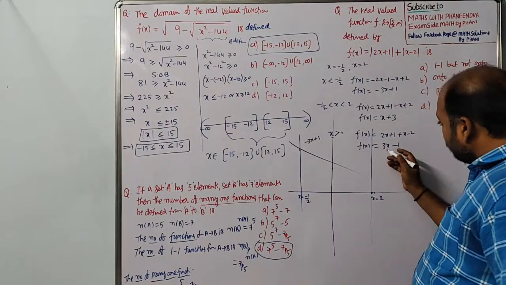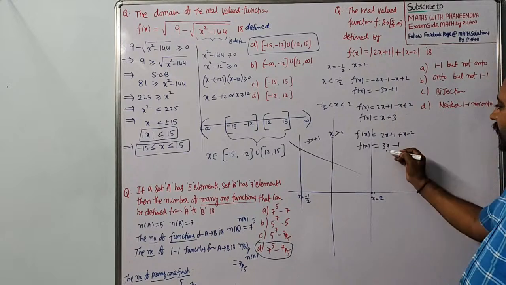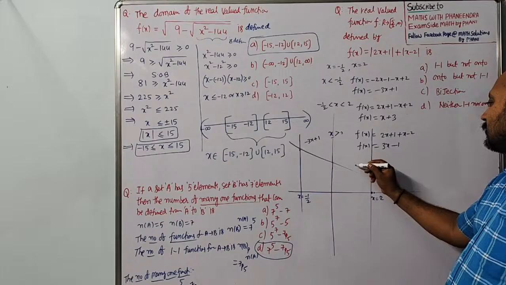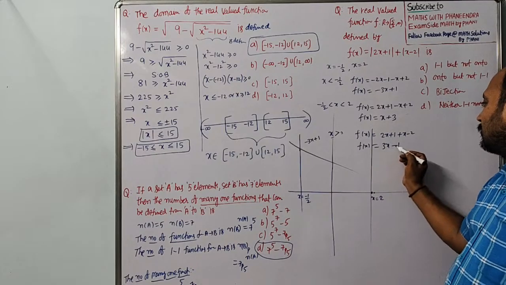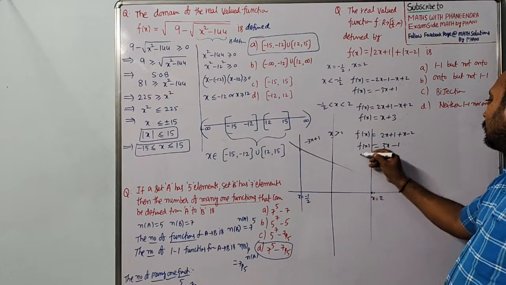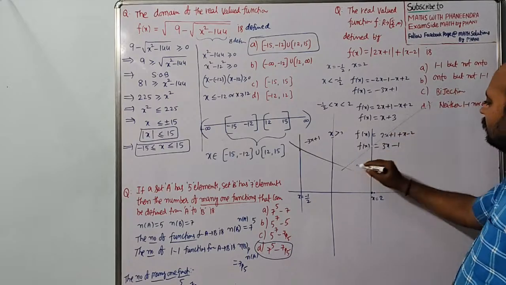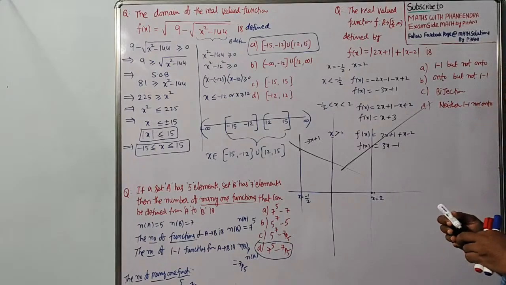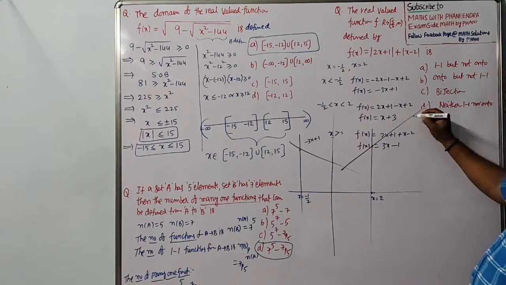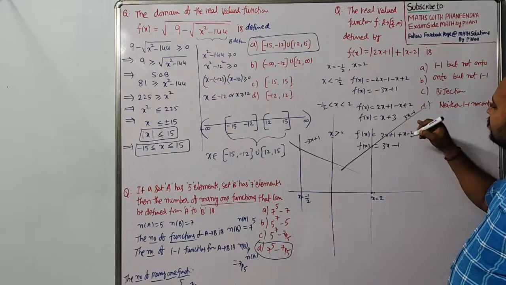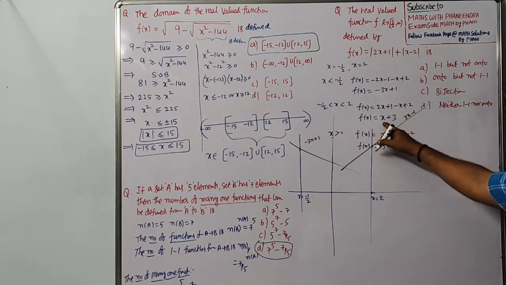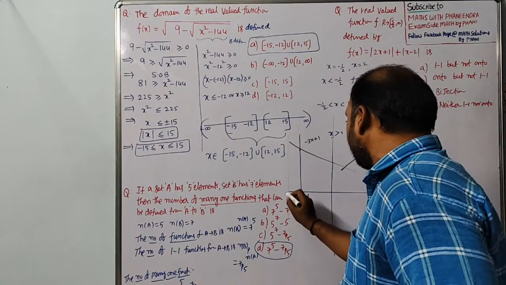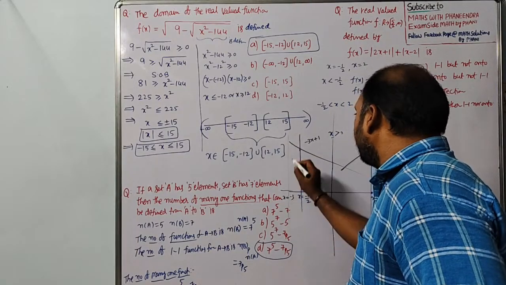Next, 3x minus 1, slope is positive. So from here, minus 1, the line is like this. This is the 3x minus 1 line. X plus 3 means the line will become like this. Here, x is equal to minus 3 line.